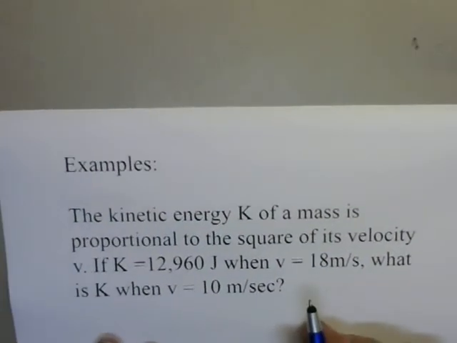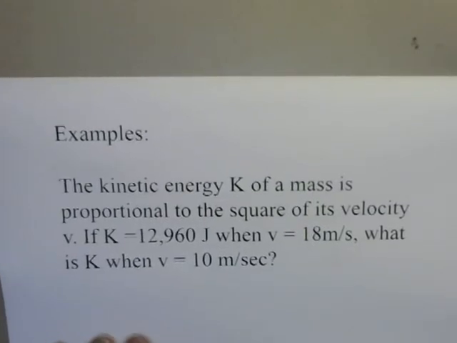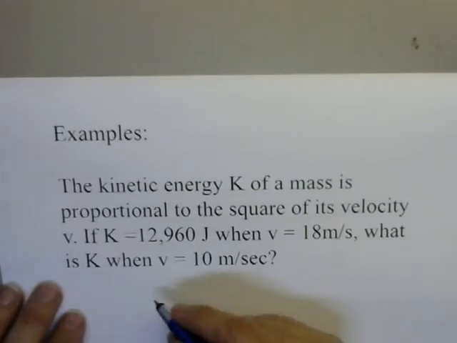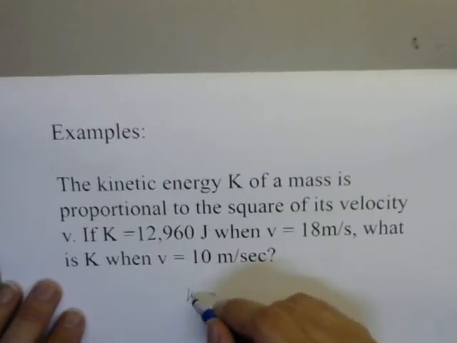But let's look at a specific example. Let's say the kinetic energy of a mass is proportional to the square of its velocity. So what you're basically saying is that the kinetic energy, let's call it k. Well, maybe we should call it E, because we'll maybe use k for a constant.